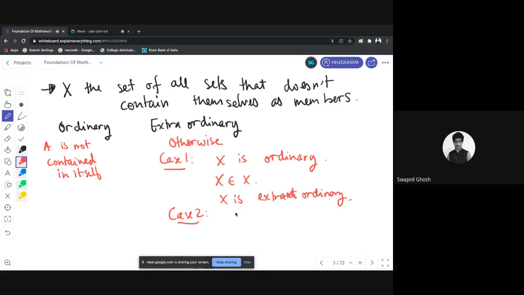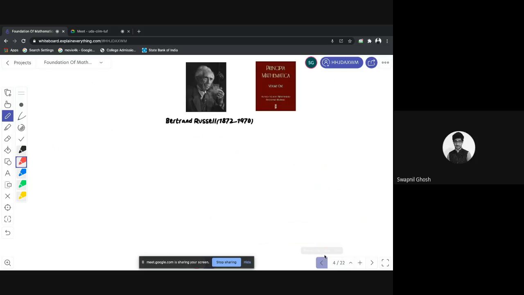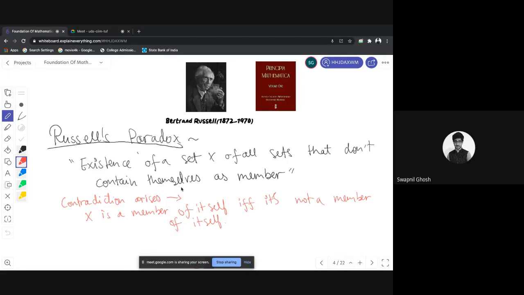Now if we say that X is extraordinary, then by definition of extraordinary, X is contained in X. But X is a set of all ordinary sets. Then how is it possible that X, being extraordinary, is part of the set of all ordinary sets? Since X is an element of X, we can say X is ordinary. So we see X can neither be ordinary nor extraordinary, which is not possible. So we have arrived at an absurdity, a contradiction. This is what Russell's paradox tries to point out, that Gottlob Frege's theory can produce inconsistencies such as these.